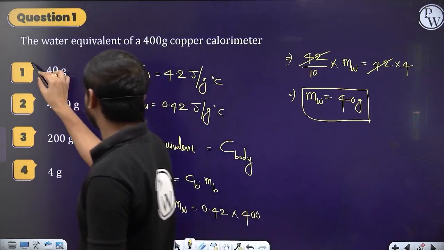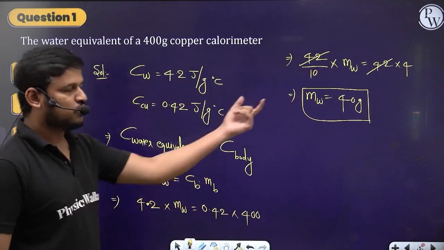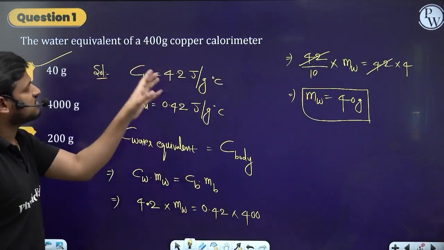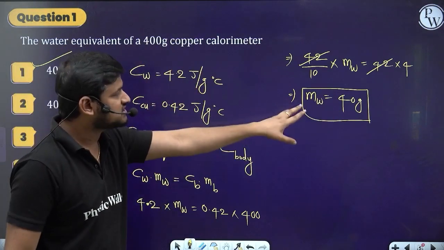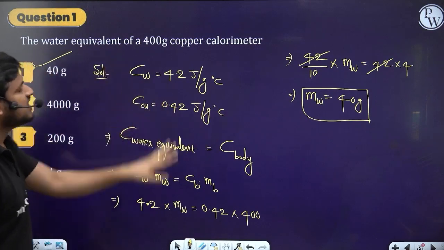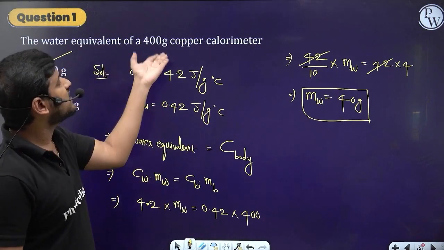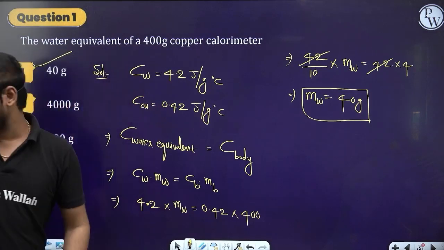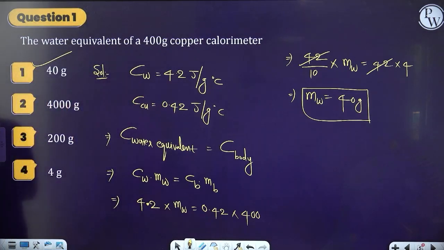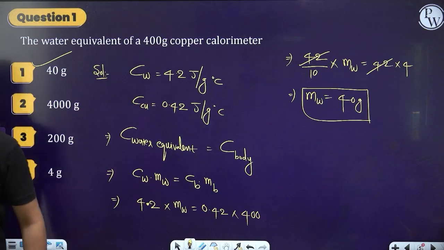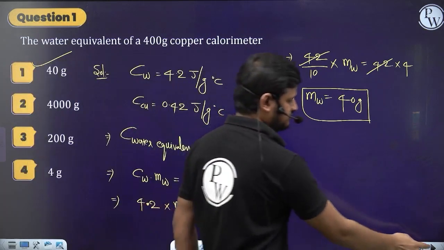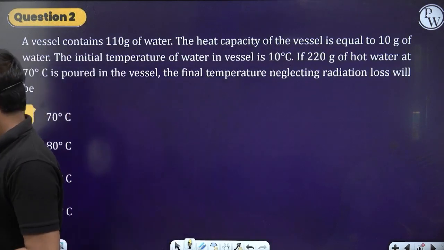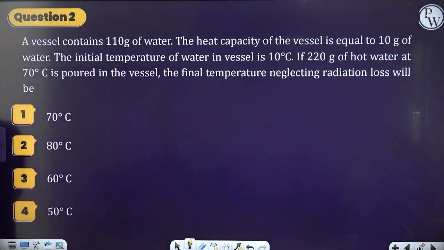That means if you take 40 grams of water, its heat capacity will be equal to the heat capacity of the 400 grams of copper. That's it. Done? Clear everyone? Understood this part? Chal. So now let's go for the next one. Try to solve this question on your own, everyone.